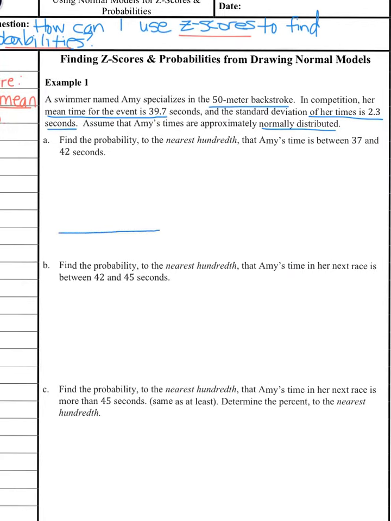So we're going to draw our normal distribution curve, which is symmetrical. Okay, that does not look symmetrical. Hang on. So we go down, up, down. Okay, so down here, you always want to put the mean in the middle. So our mean is 39.7. And her standard deviation is 2.3, which we're going to use in the formula. But for right now, let's read through the question. Find the probability to the nearest hundredth that Amy's time is between 37 and 42 seconds.